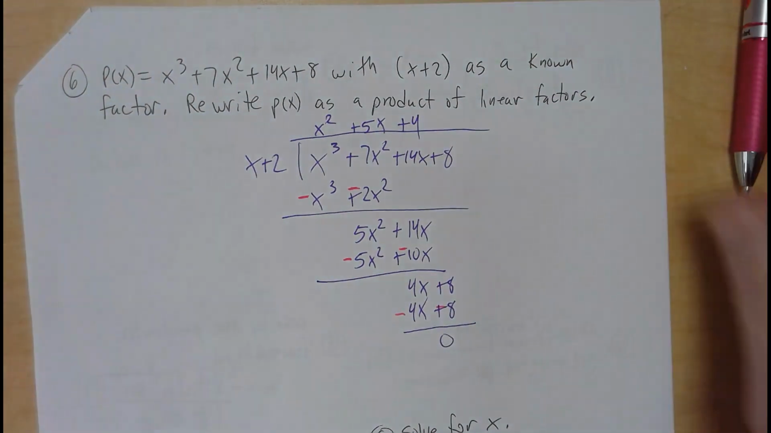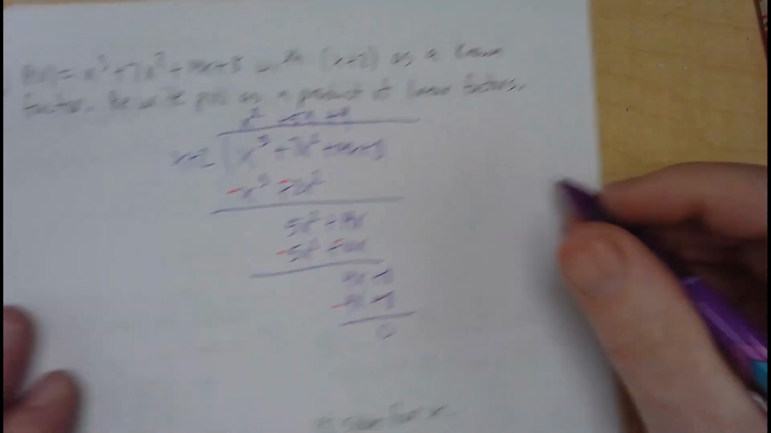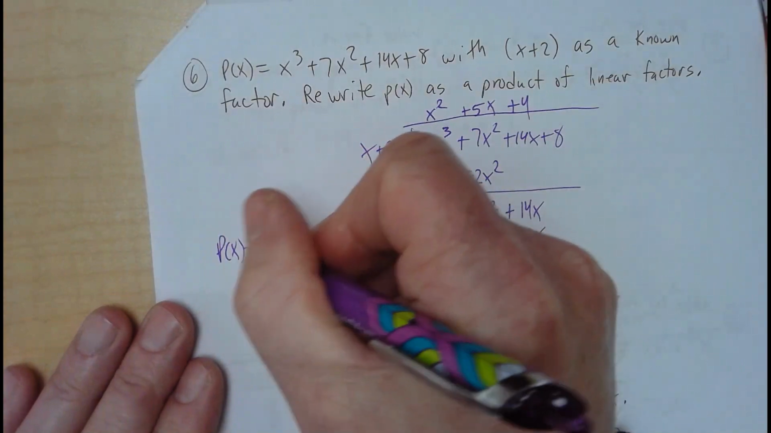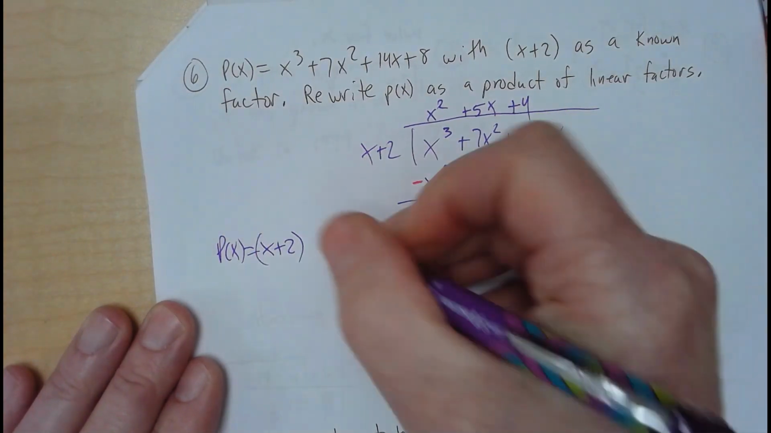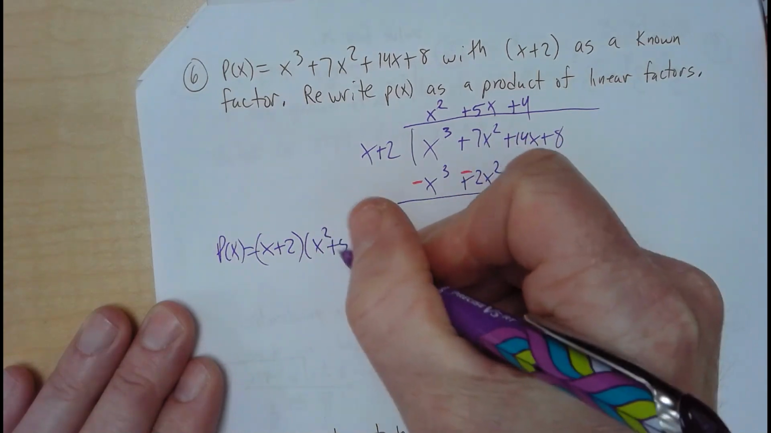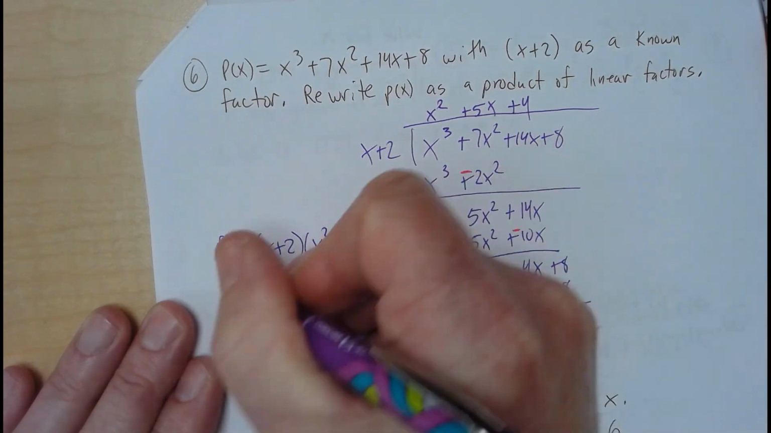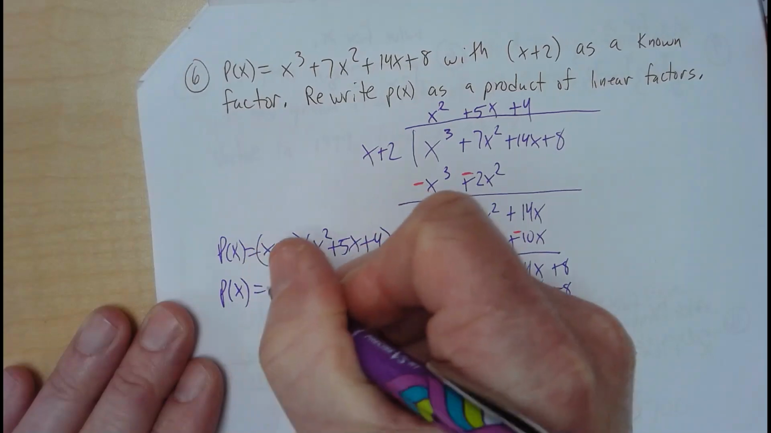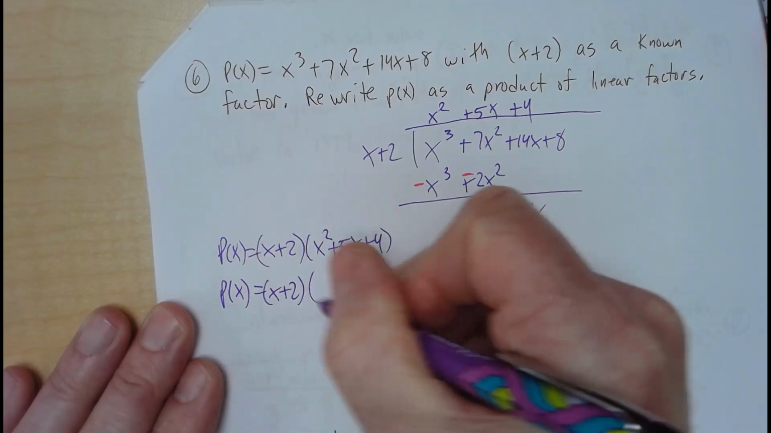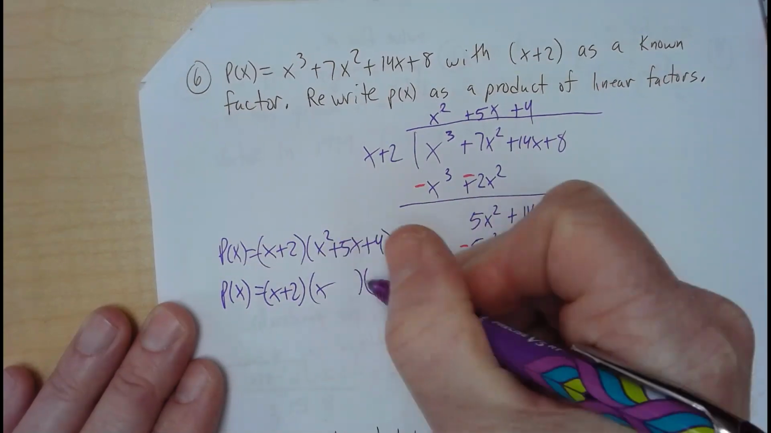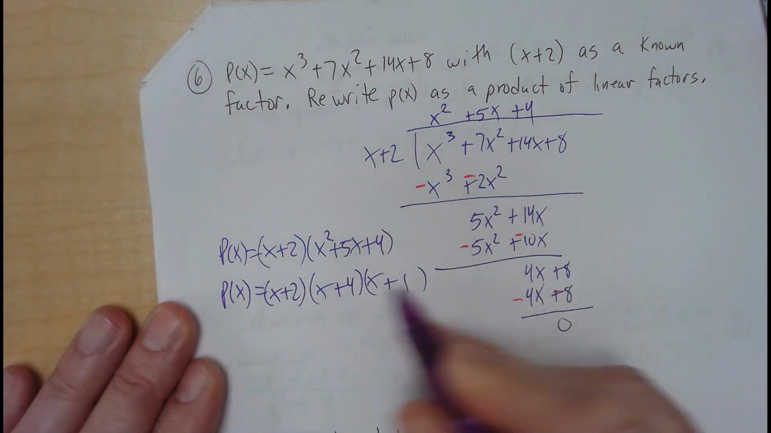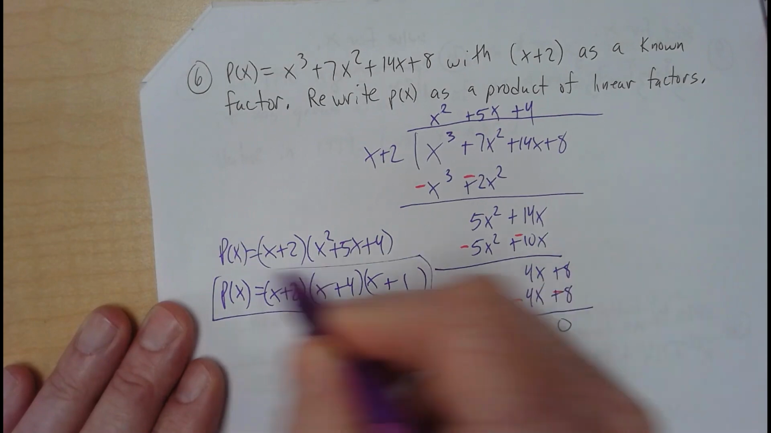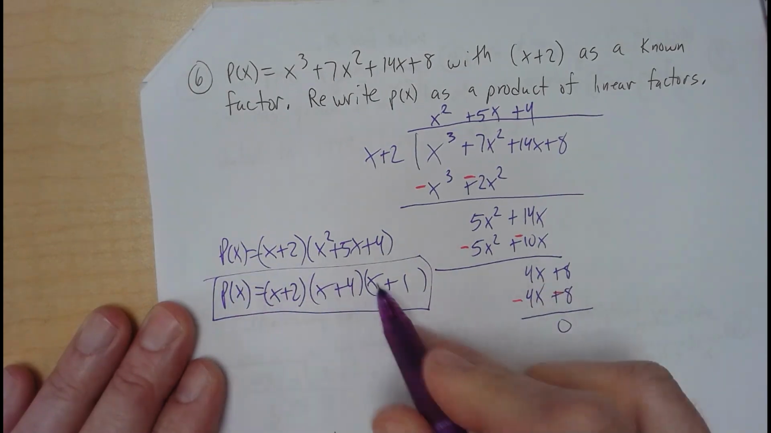My remainder is 0. So now we know that p of x is x plus 2 times this answer up here, which is x squared plus 5x plus 4. We're going to make it be linear factors, so we have to split it up one more time. So plus 4 and plus 1 is how this factors. Now we have this factored into 3 linear factors.